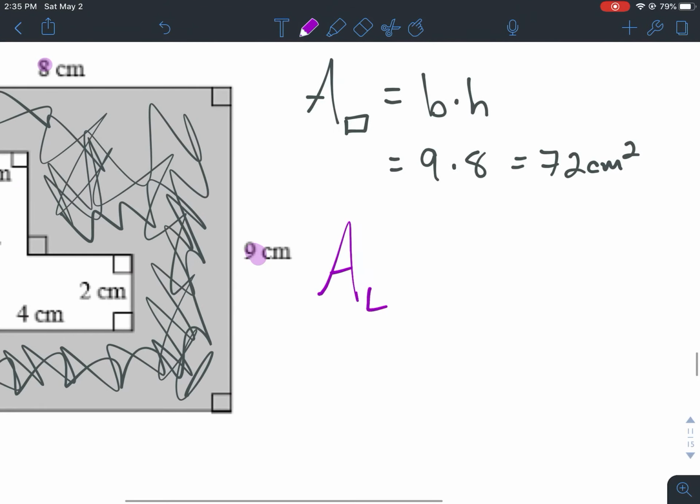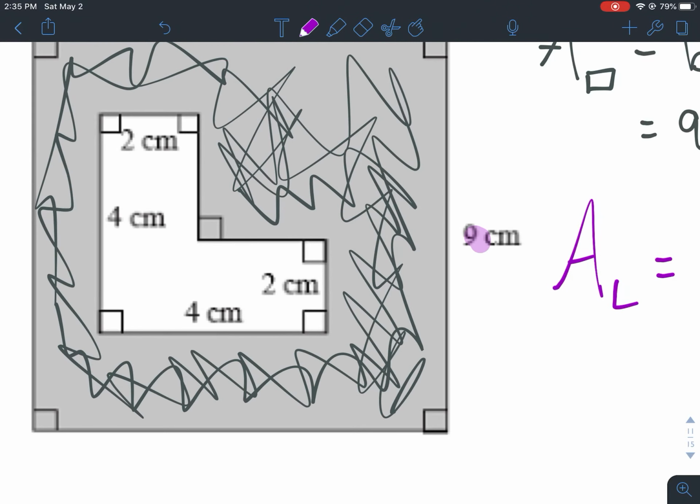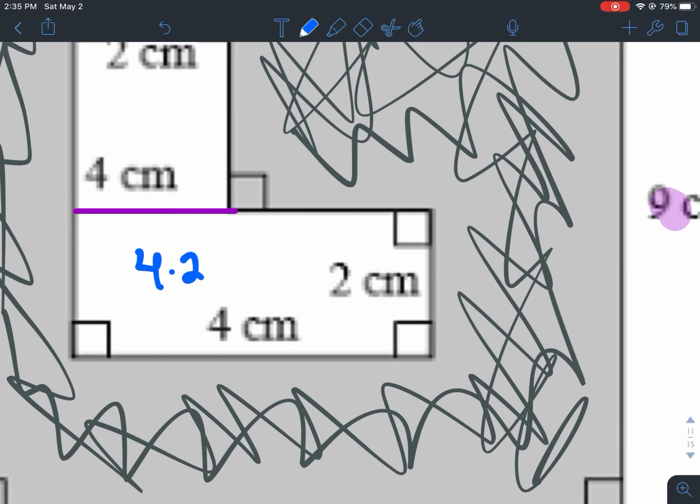So the area of L. Here we have two shapes. Again, it's a complex figure, a composite shape. Let's break it down into two shapes that we know. So here we have two rectangles again. Let's find the area of the bottom rectangle first. The bottom rectangle will be length times width, so 4 times 2, which is 8 centimeters squared.